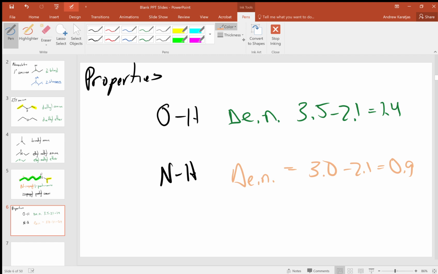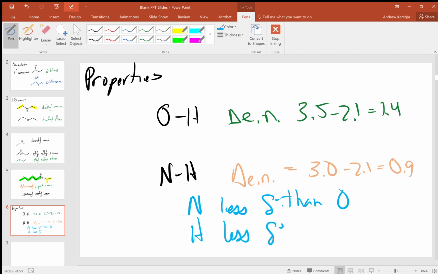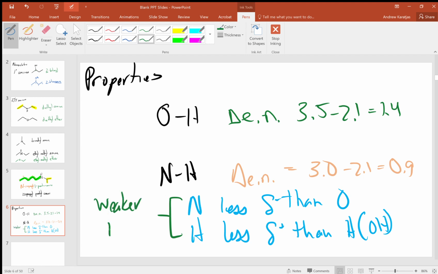What this results in is, if we're again comparing alcohols and amines, the nitrogen has less of that partial negative than the oxygen does. And because the bond is less polarized, the hydrogen has less partial positive character than the H in the alcohol. So overall, amines still can participate in hydrogen bonding, but relative to alcohols, it is a weaker hydrogen bond.